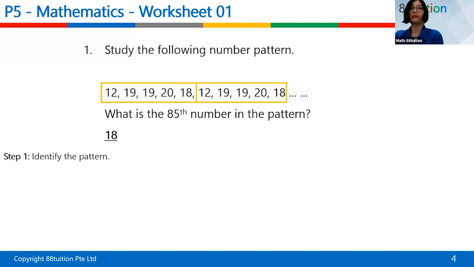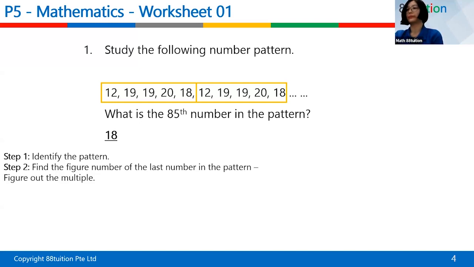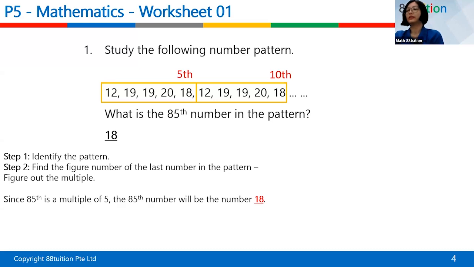So the yellow, I boxed it up. We can see that there's two sets, and this pattern will continue. Second, we need to figure out what's the last number in the pattern. We realize that it's the 5th, and then after it's the 10. So actually it's a multiples of 5. Every multiple of 5, you'll get 18. So since 85 is a multiple of 5, the 85th number will be 18.